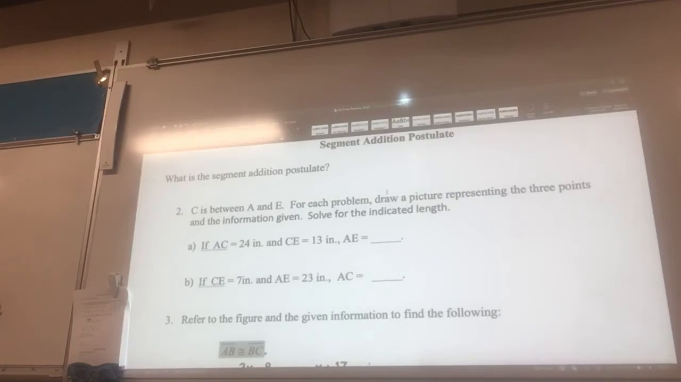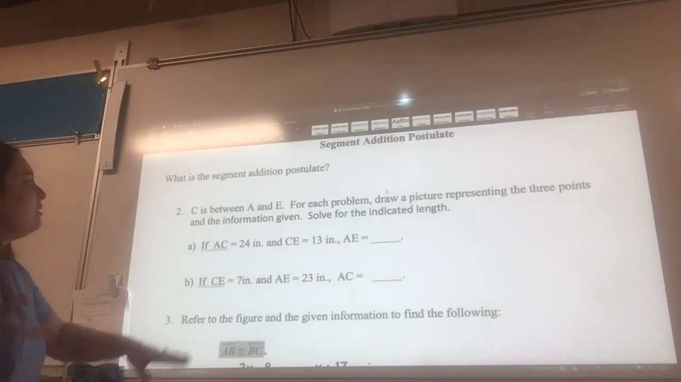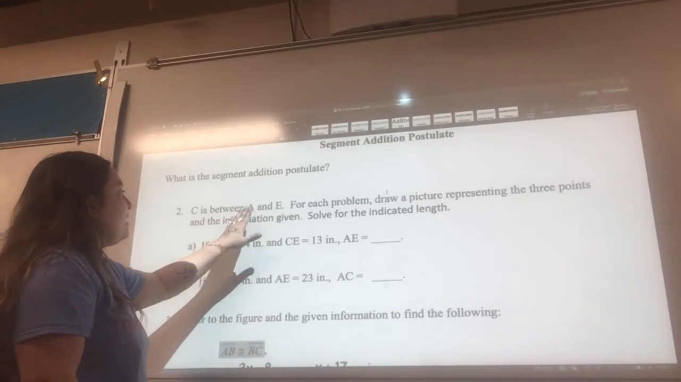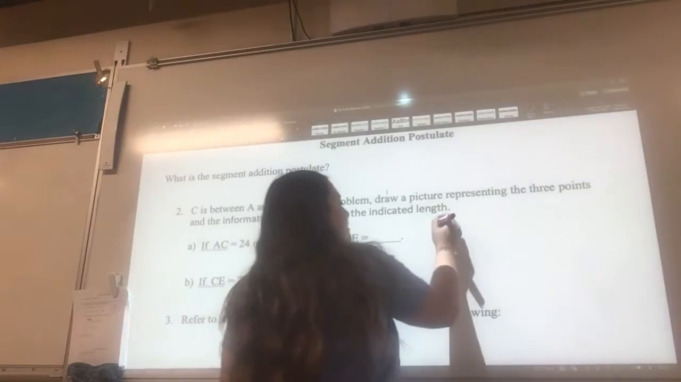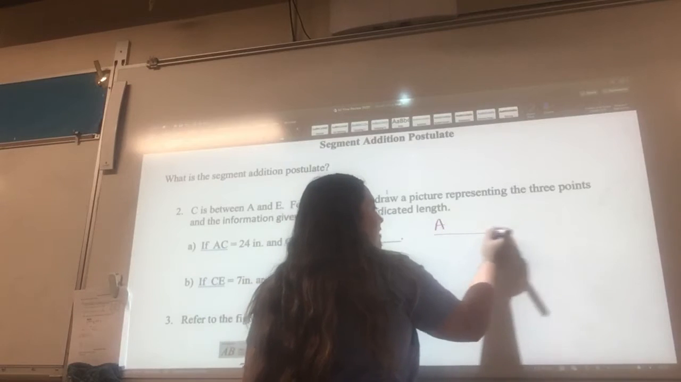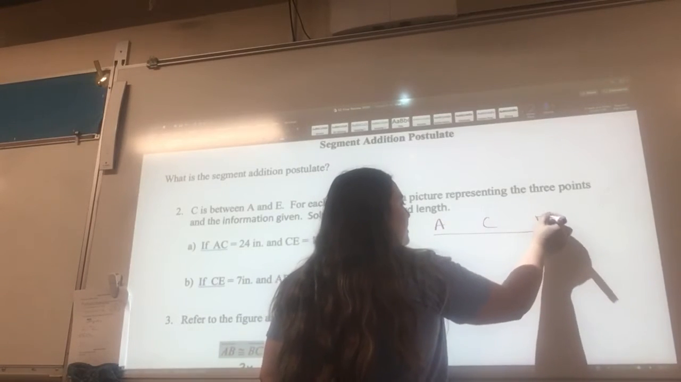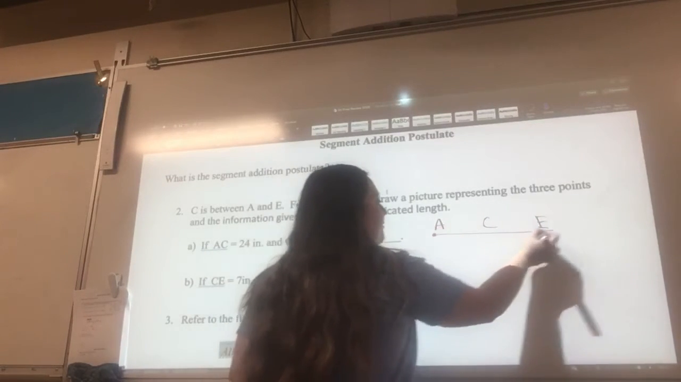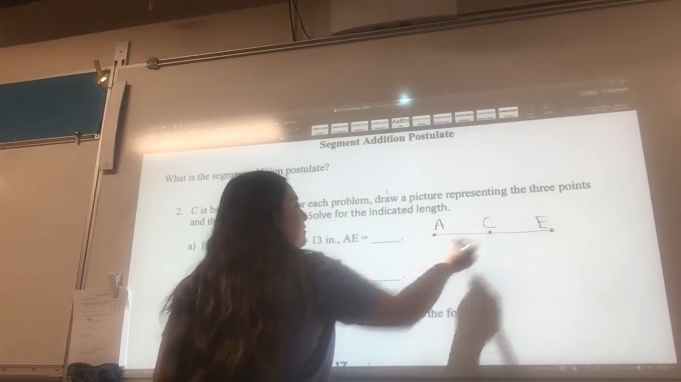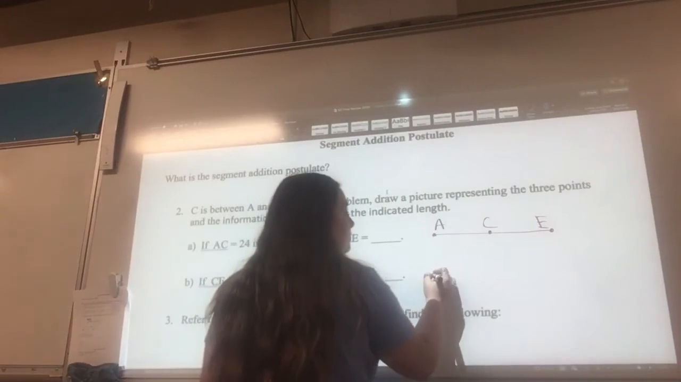Please do. So we're going to do this one where C is between A and E. For each problem, we're going to draw a picture representing the 3 points and the information given, and then we're going to solve for the indicated length. Since this says C is between A and E, this is just telling me that it's going to be A, C, and E on this line segment, okay? For both of them.